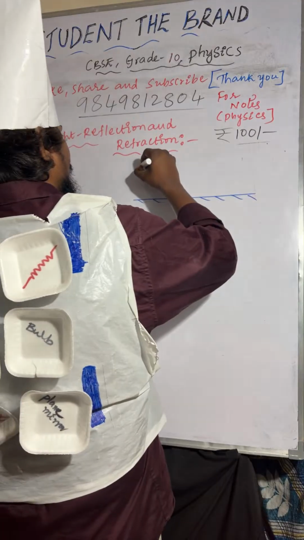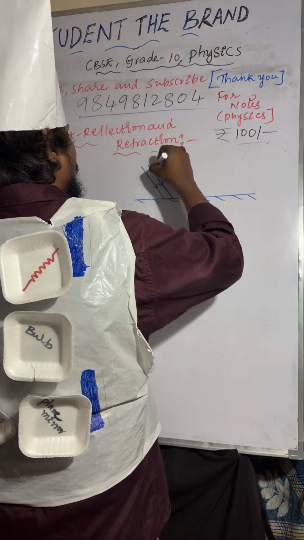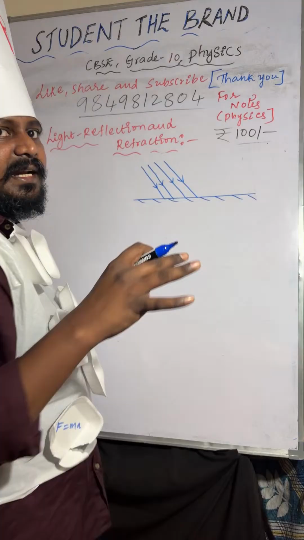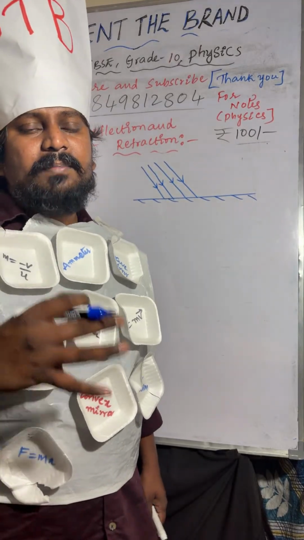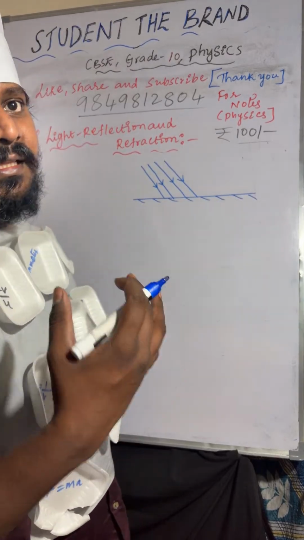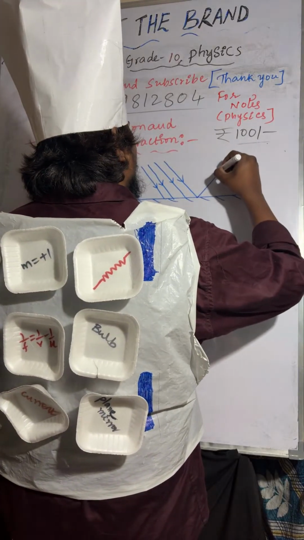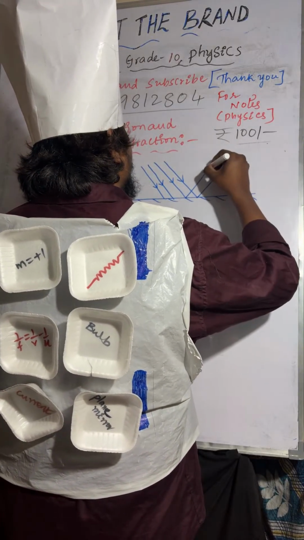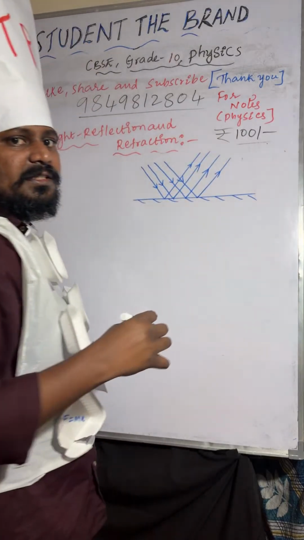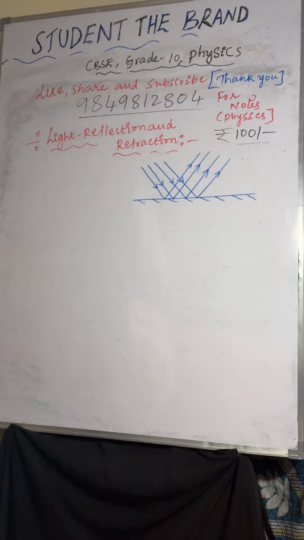Here you can observe these are the incident light rays 1, 2, 3 and 4. These incident light rays are parallel to each other, and the reflected light rays are also parallel to each other. This type of reflection is called regular reflection.